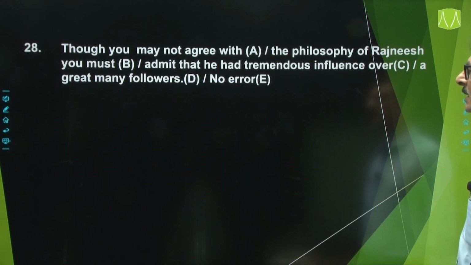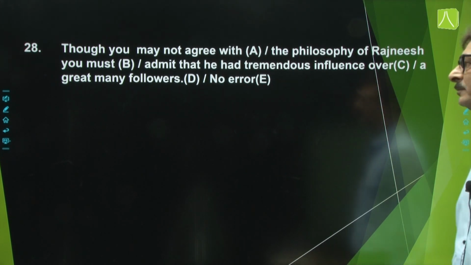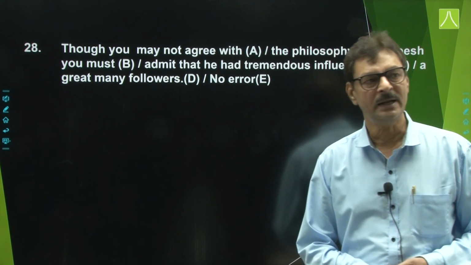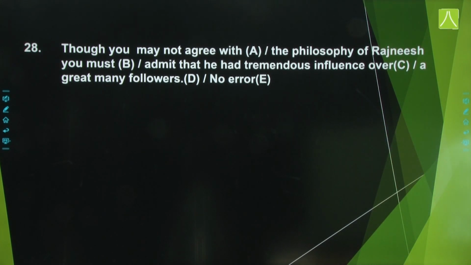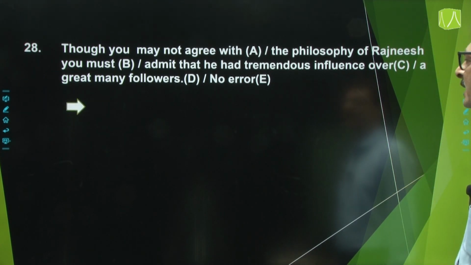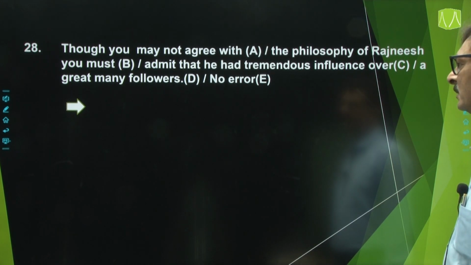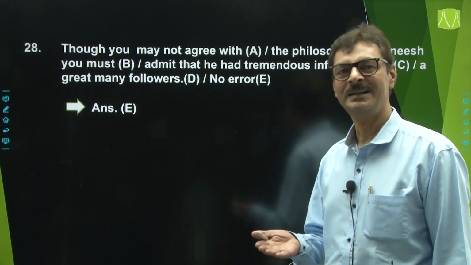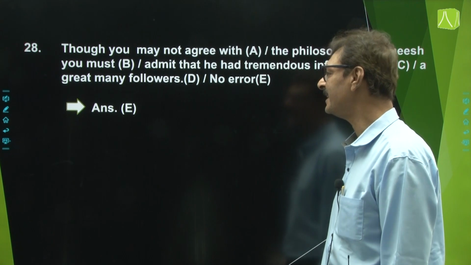Some more examples very quickly. Though you may not agree with the philosophy of Rajneesh, you must admit that he had tremendous influence over a great many followers. A bit lengthy compared to the other examples, but try to find out the error if any. देखो क्या कोई error है इसके अंदर या नहीं है. Are you able to find out the error? नहीं. Why? Because there is no error in this example. कोई error इस sentence के अंदर है ही नहीं.